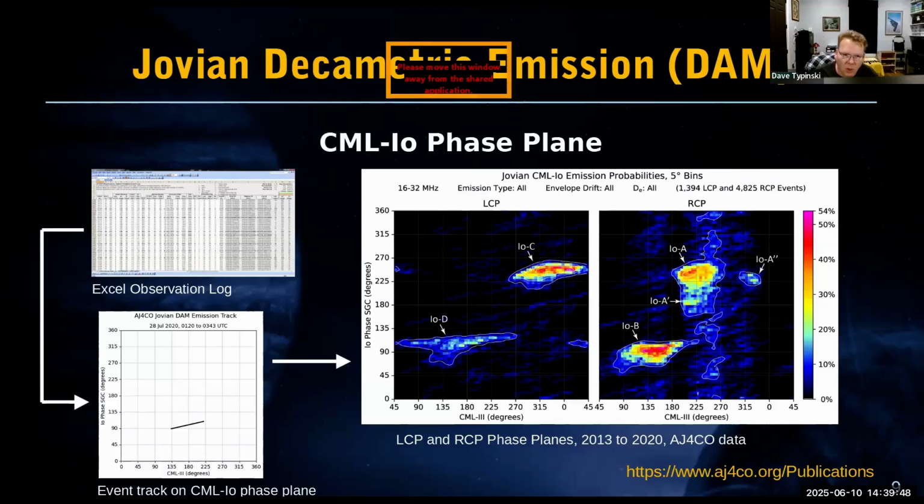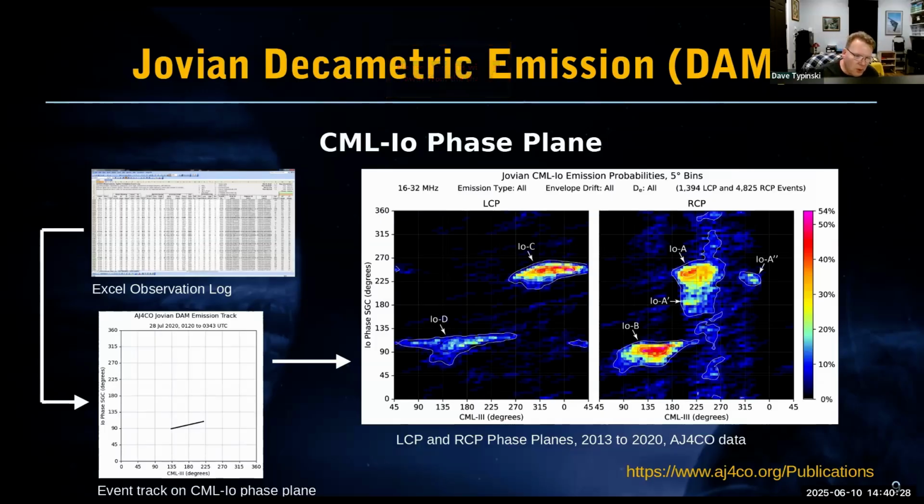If you plot all the Jovian emission that we see, it was discovered that, lo and behold, there are only certain regions that produce emission, or that have a higher probability of producing emission. So you take an Excel log with 10,000 different observations, and you log when it happened, what frequency it's at, which polarization it is, and all this data. And for each one of those storms, you can make a track on the lower left. You see it on the phase plane there.